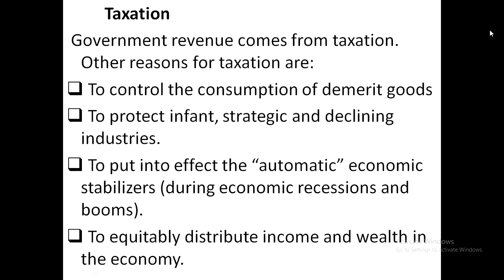Number three, government can use taxation to put into effect automatic economic stabilizers. This is done during the periods of recession and boom. So in the period of recession, government can employ an expansionary fiscal policy in order to push for economic recoveries. And in the period of boom, government can employ a contractionary fiscal policy in order to run a surplus budget and pay back the loans that could have been borrowed when government was employing an expansionary fiscal policy.